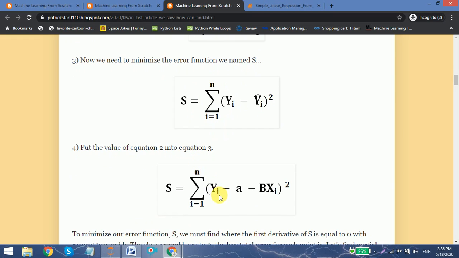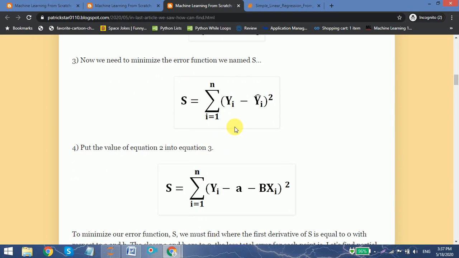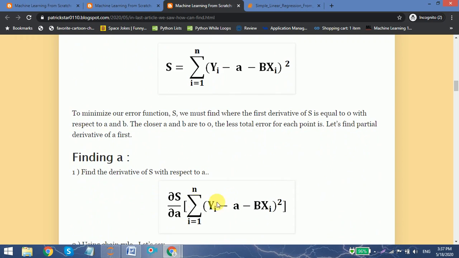Now we will substitute the yi hat equation, y equals a plus bxi, into the third equation. So we will get (yi minus a minus bxi) squared. Now we need to find the partial derivative of our equation s with respect to a.